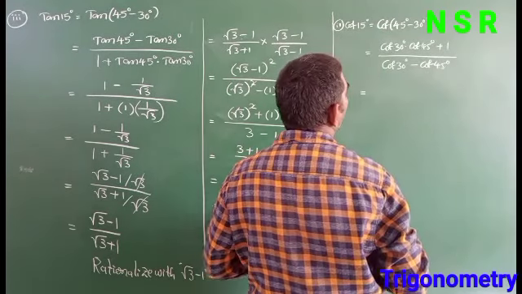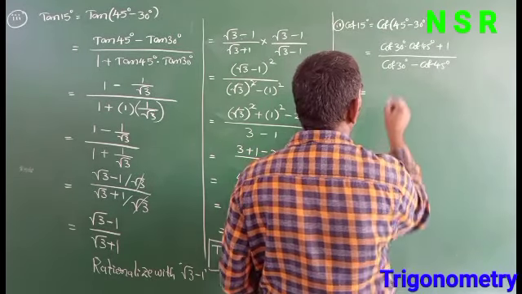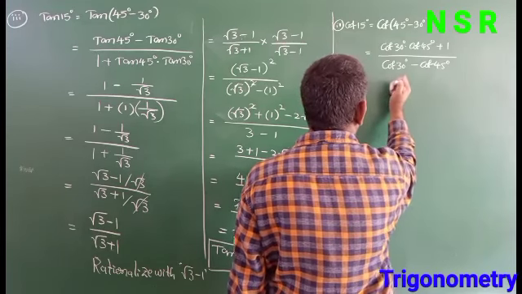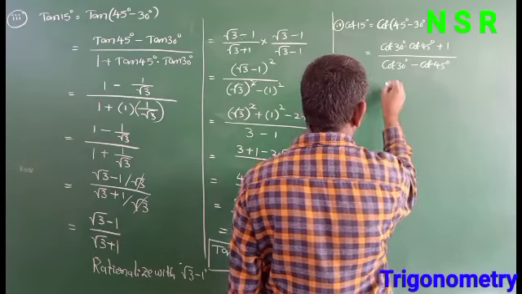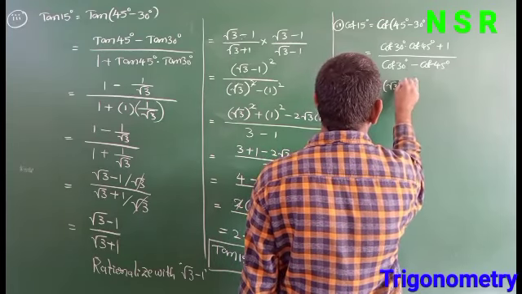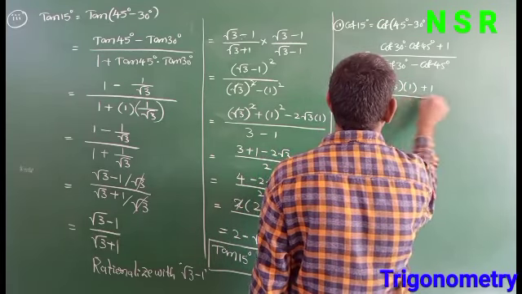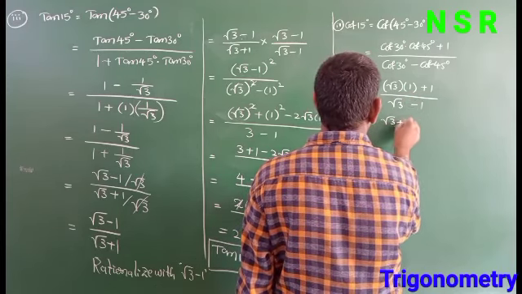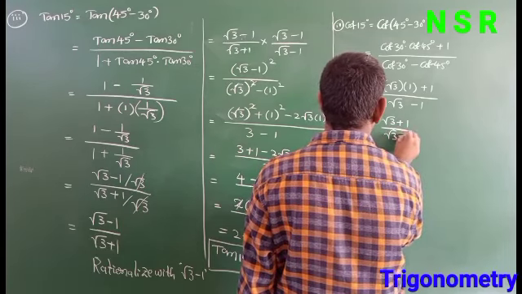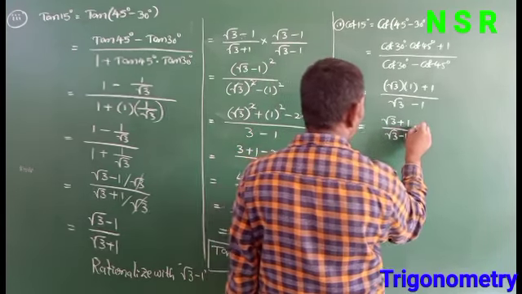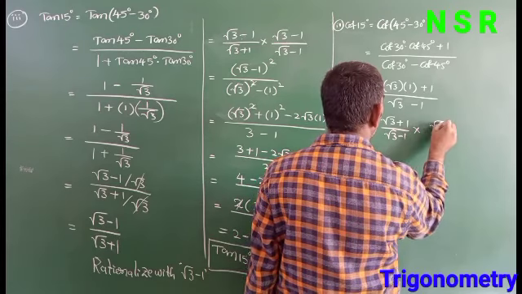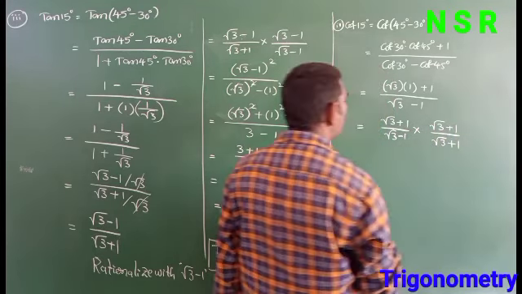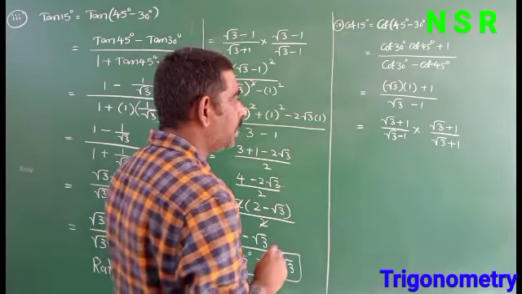So cot 30 value is root 3 and cot 45 value is 1. So here (root 3 into 1 plus 1) by (root 3 minus 1). So we get (root 3 plus 1) by (root 3 minus 1). So here rationalize with root 3 plus 1. So we get (root 3 plus 1) by (root 3 plus 1).